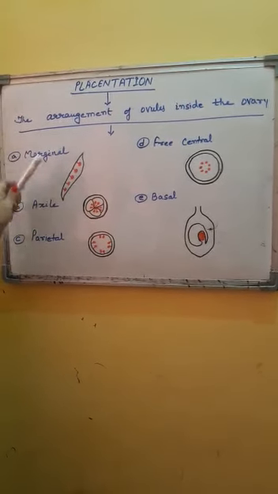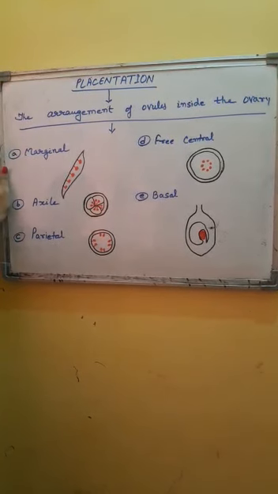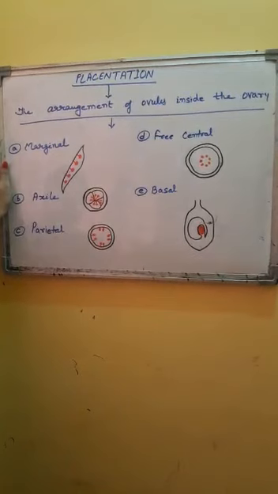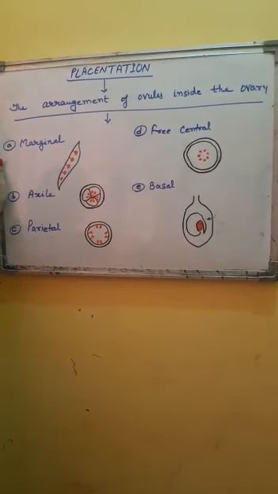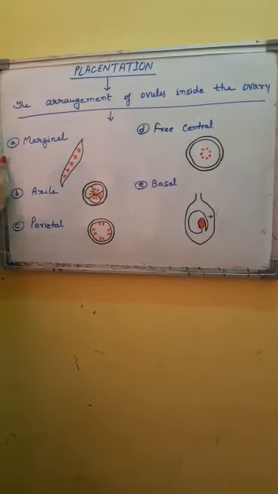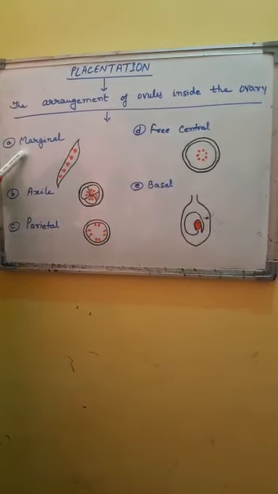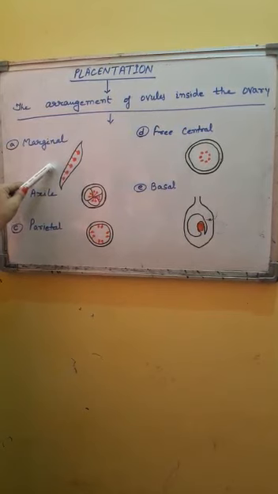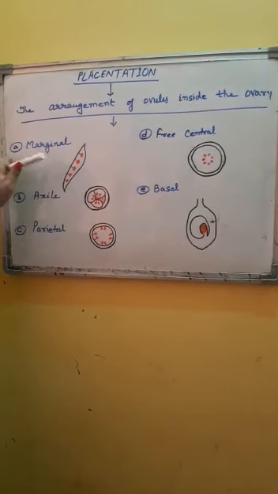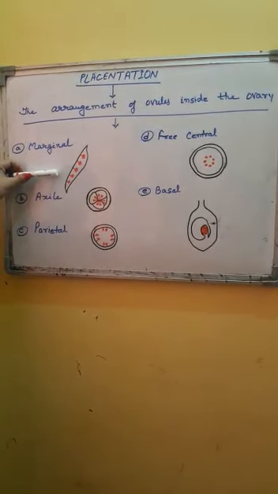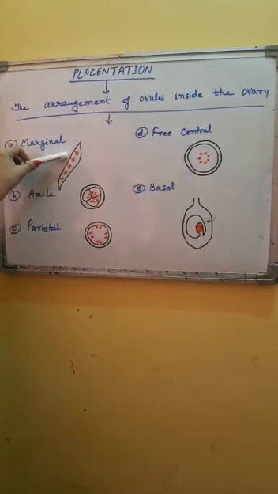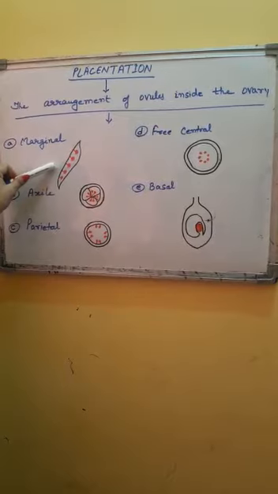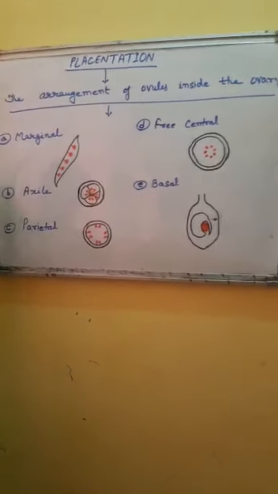Such type of placentation, where the placenta forms a margin on the ovary wall and on that margin ovules are born, is called marginal placentation. Example, as in pea. As you have seen the pea pod, if you open it, you will find peas arranged in such a manner, and such type of placentation is called marginal.